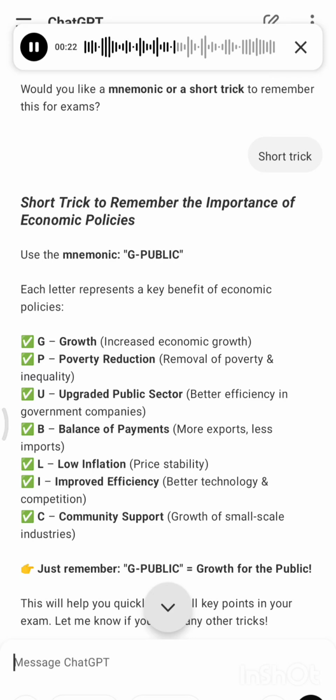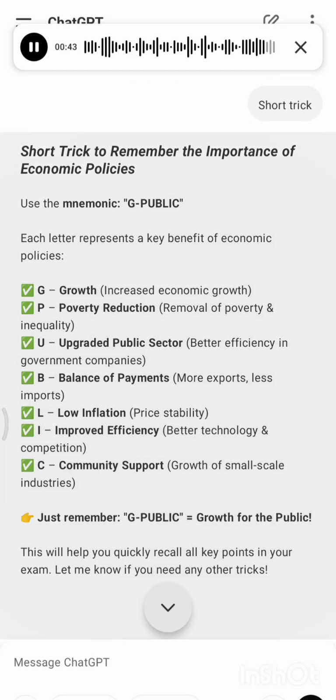B: balance of payments, more exports, less imports. L: low inflation, price stability. I: improved efficiency, better technology and competition. C: community support, growth of small-scale industries. Just remember, GPUBLIC equals growth for the public. This will help you quickly recall all key points in your exam. Let me know if you need any other tricks.